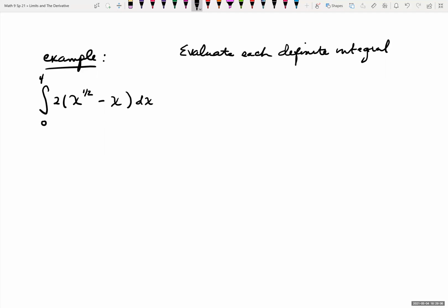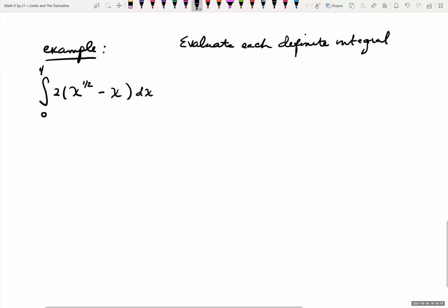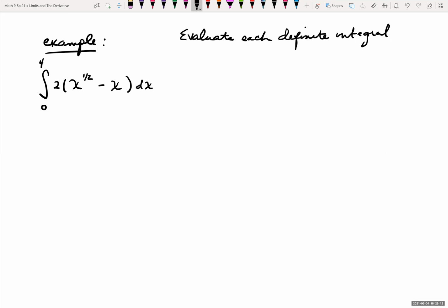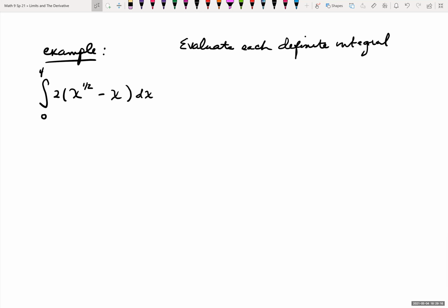Okay, so our next example, we're looking at the definite integral from 0 to 4 of 2 times the quantity x to the 1/2 minus x, dx. And it just tells us to evaluate each of the definite integrals. If it says find the area, we have to worry if it's above or below the x-axis. But this case doesn't say find the area, it just says find the definite integral. So we don't have to worry about it in this case.